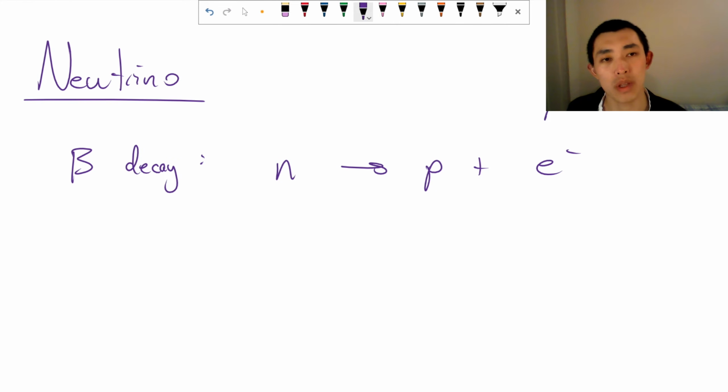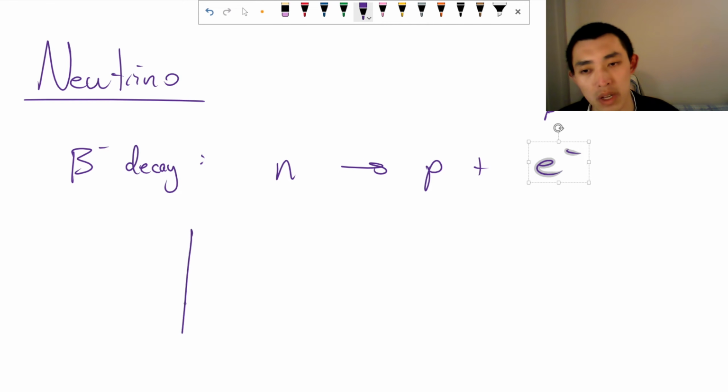The electron is called the beta particle. This is beta minus decay. Now, this is fine. The problem with what happened is that if we measure the energy of the electron, and we kind of graph it.